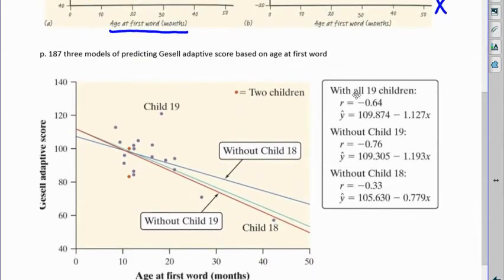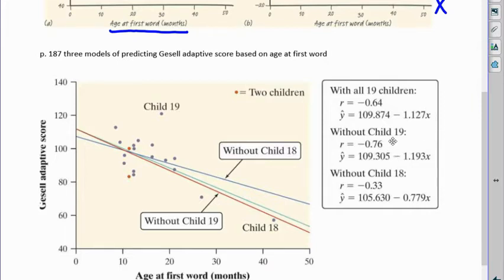And so that's what they did. They ran this model with all the children. They got a correlation coefficient of negative 0.64. So I guess I would call that a moderate negative model. I have to look at the graph to see if it looks linear, somewhat linear. So negative. And this was the predicted y is 109.874 minus 1.127x. That's with all the children.